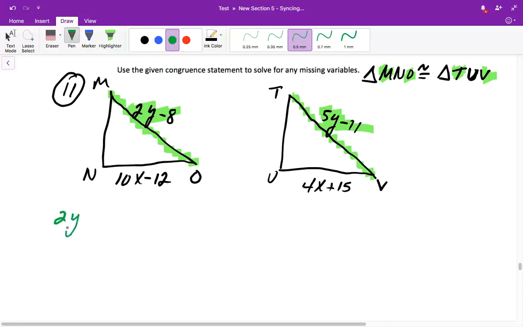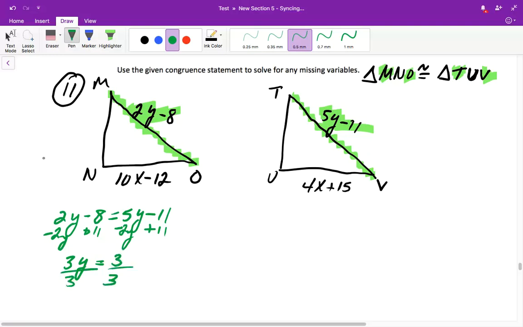So I can then just say 2y minus 8 is equal to 5y minus 11. So I'm going to just add over 11, subtract 2y, and now I got 3y is equal to 3. Divide each side by 3, and now y is equal to 1. All right, so now I solved for y. So let me go ahead and solve for x now, and I see here's 10x minus 12, and that's part of segment NO.